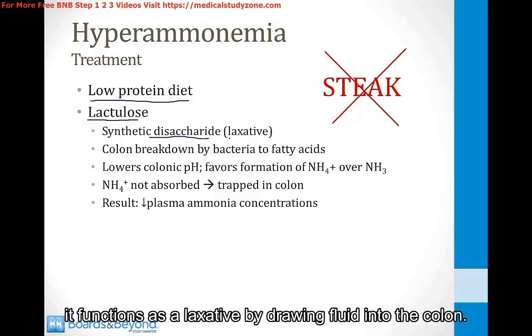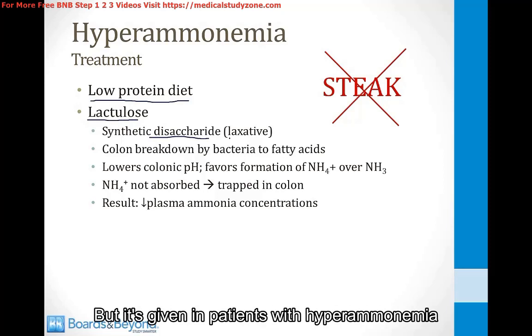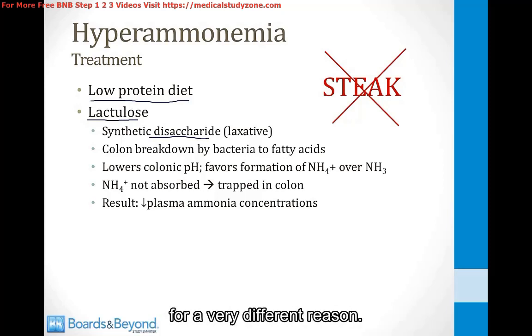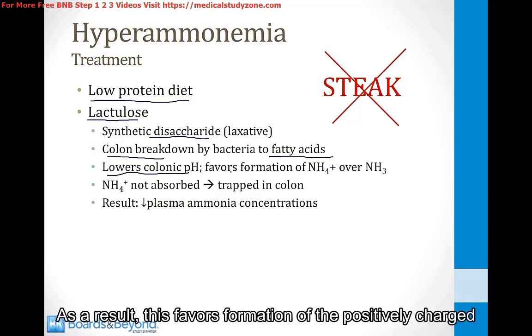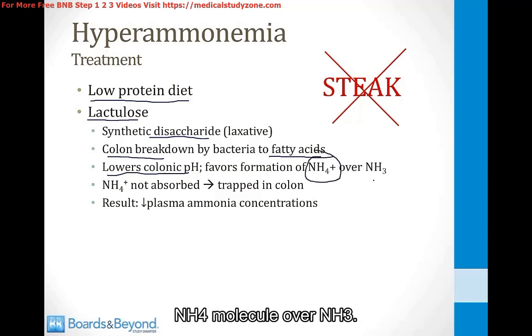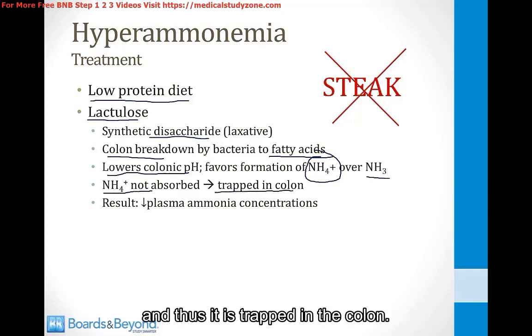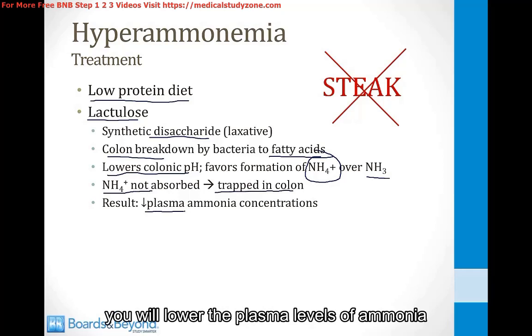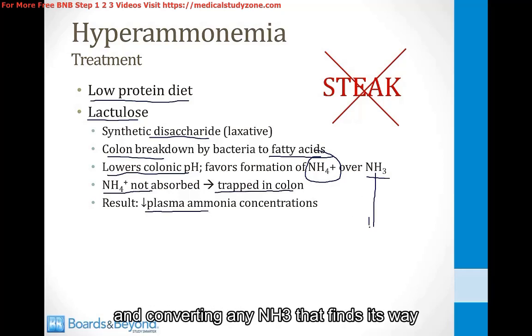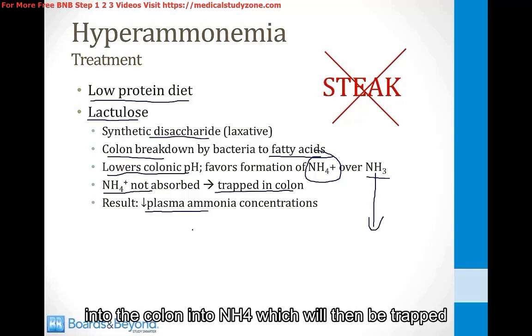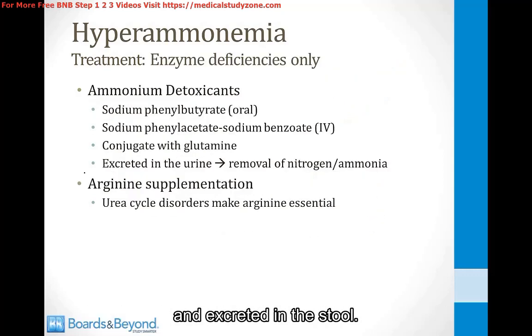It functions as a laxative by drawing fluid into the colon, but it's given in patients with hyperammonemia for a very different reason. There is colon breakdown of lactulose by bacteria into fatty acids, and this lowers the colonic pH. As a result, this favors formation of the positively charged NH4 molecule over NH3. The NH4 in the colon is not absorbed, and thus it is trapped in the colon, and as a result, you will lower the plasma levels of ammonia by giving patients lactulose and converting NH3 that finds its way into the colon into NH4, which will then be trapped and excreted in the stool.